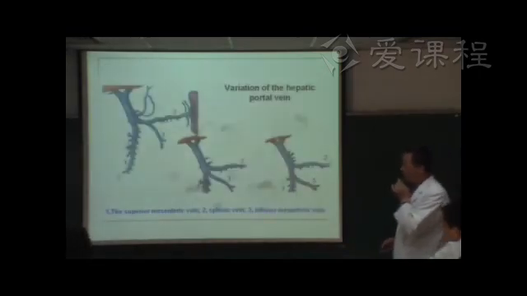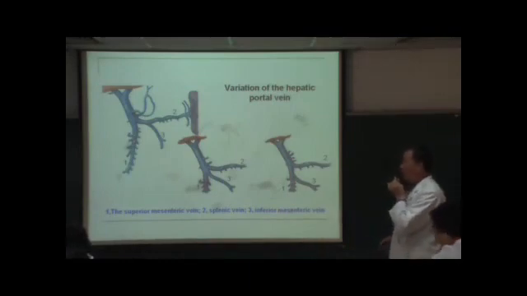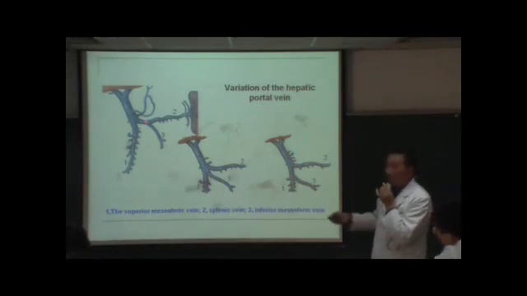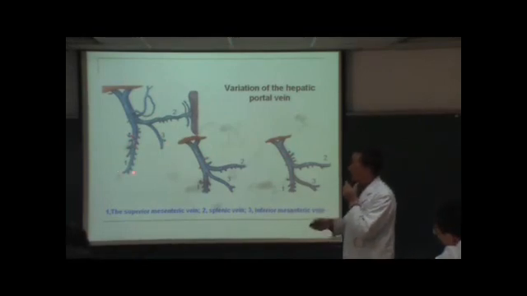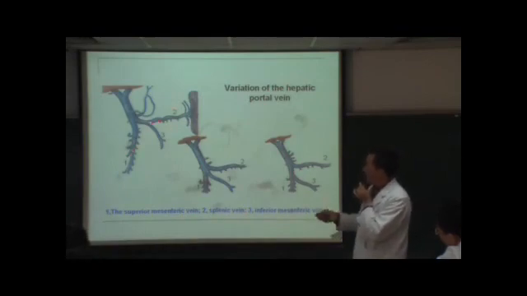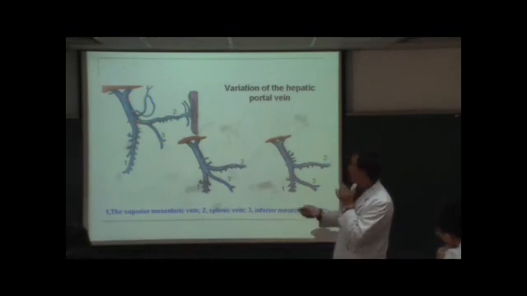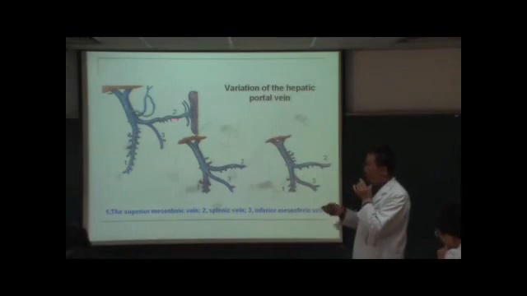Now you should know the different types of the formation of the hepatic portal vein. This is a normal pattern. Usually, the number one, superior mesenteric vein, and the second one, splenic vein, unite to each other to form the hepatic portal vein. This is normal.